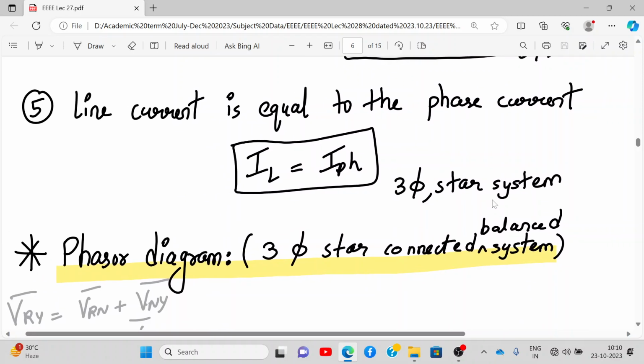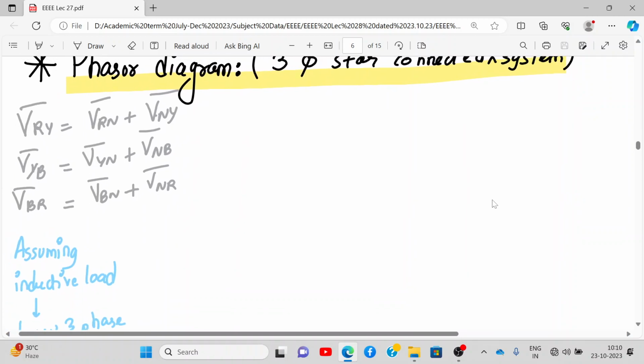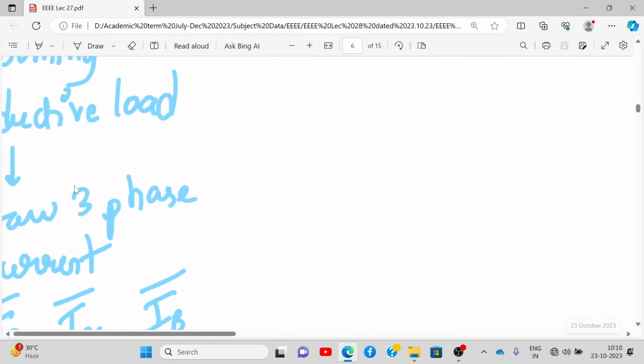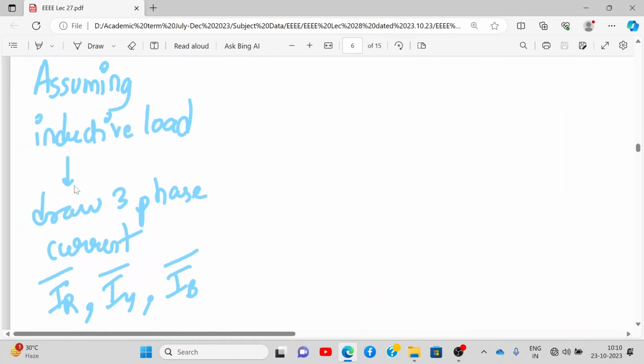Now write down the phasor diagram of the three-phase star-connected system. Please write it down. Phasor diagram for three-phase star-connected balanced system. We have to be very careful in drawing the phasor diagram for this. Okay? Written the heading. Also, we are assuming one thing. We are assuming an inductive load.